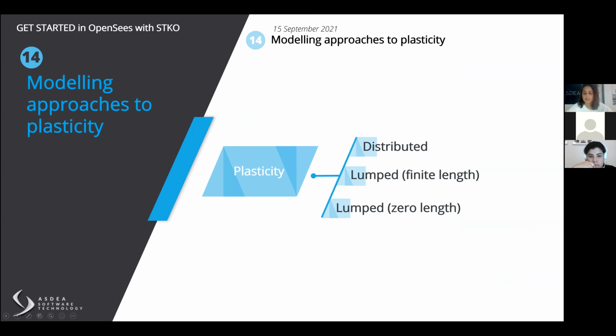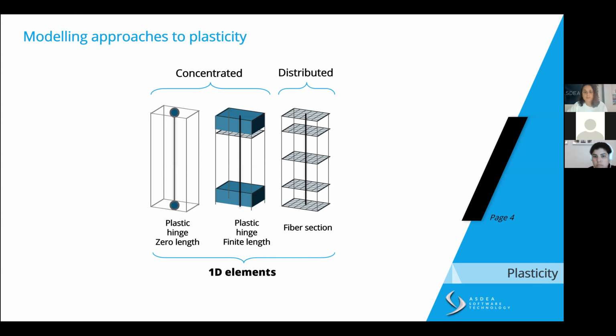Okay. So there are two main approaches used to model plasticity, especially in frame structures: to model it as distributed plasticity or as lumped plasticity. In the lumped plasticity approach, there are two different types. You lump the inelastic behavior in a finite length at the end of your beam or column, or you do it in a zero length, so in a collapse point. We're going to talk about these three different approaches and how to actually model this kind of frame structure. Here is a graphic representation.